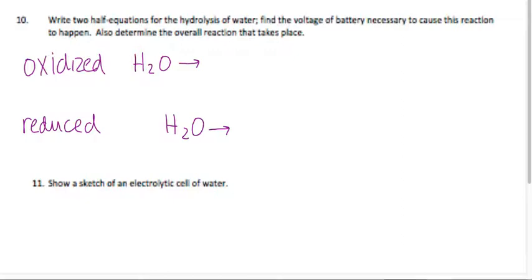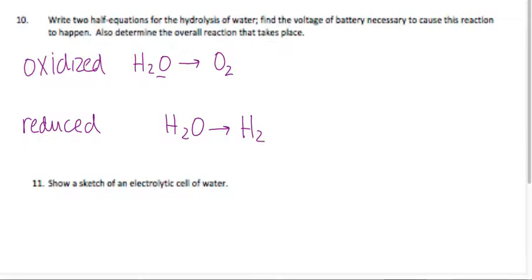When water is oxidized, we produce oxygen. It's an easy way to remember it, and I'll show you why. Oxidized, we produce oxygen. Why is it oxidized? What's the oxidation state of oxygen in water? -2. What is it in oxygen gas? 0. That went up in charge. That's oxidation. Okay? When water is reduced, then we produce the other gas, H2. So hydrogen went from +1 to 0, and that is reduction.